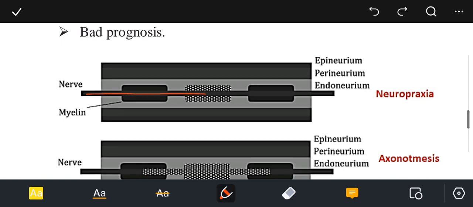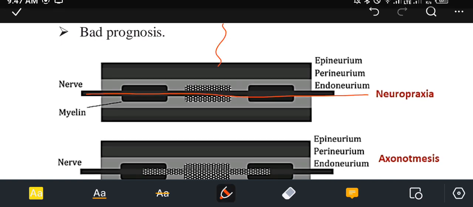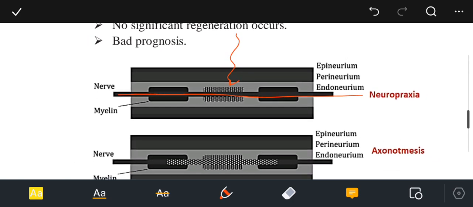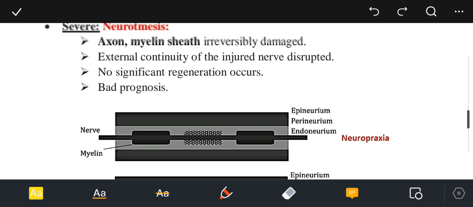As you can see, this axon is continuous all the way. The point of injury is this, but this point of injury has not damaged or wreaked any havoc to the axon. So there is continuity of flow of axoplasm throughout the axon, so the recovery is very rapid and very profound in these cases.